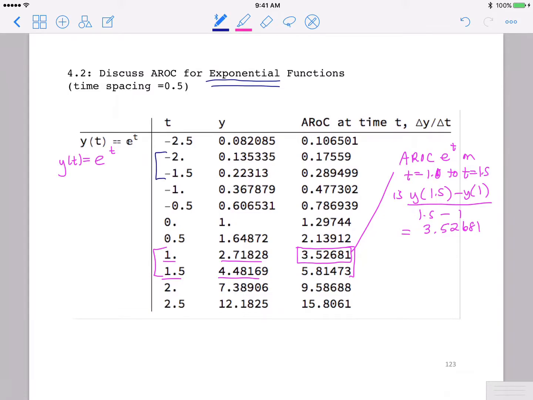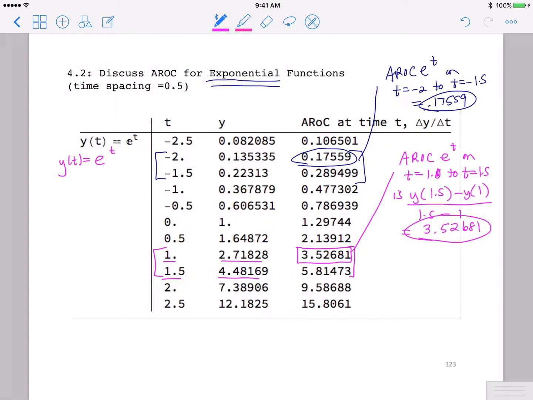Computing using two other rows, for example these two, the average rate of change of the e to the t function on the interval t equals -2 to t equals -1.5 turns out to be 0.17559. So we can see that 0.17559 and the average rate of change on the other interval, 3.52681, are not equal to each other.